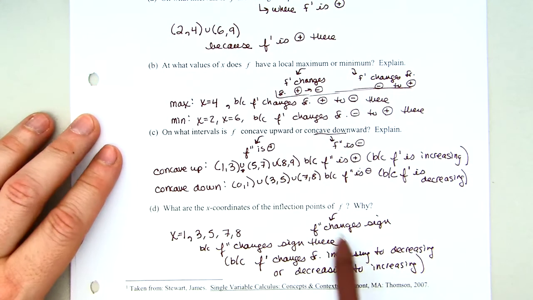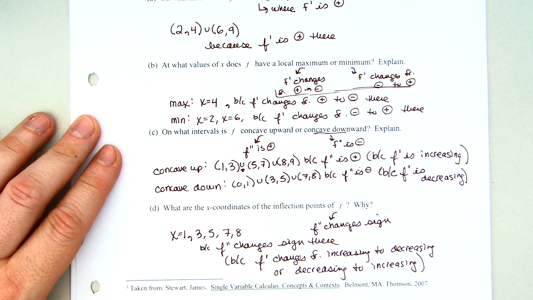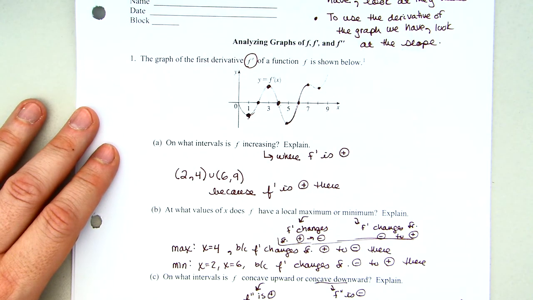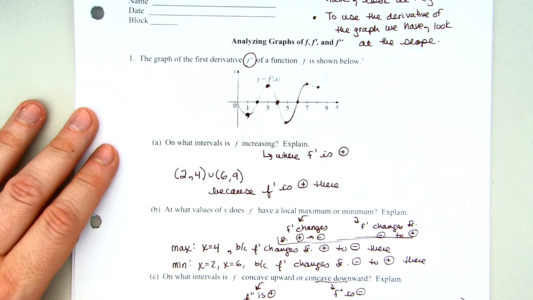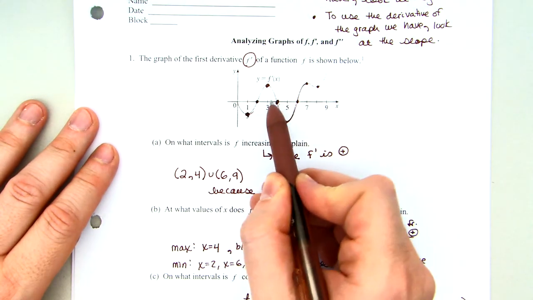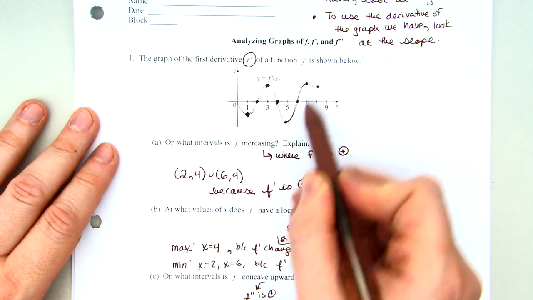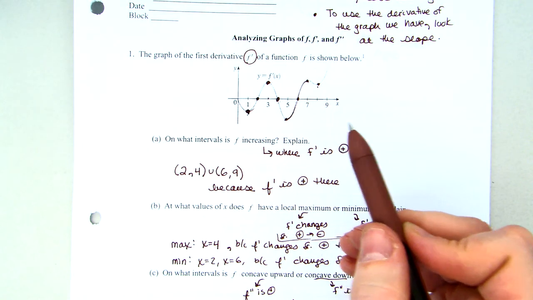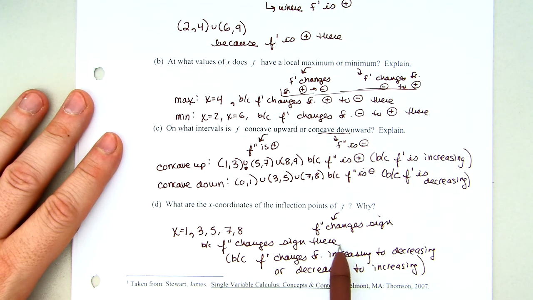Then, points of inflection occur where f double prime changes sign. You have f prime, and you want to know where f double prime is changing sign, which means I want to know where the slope is changing sign. The slope is changing sign at x equals 1, 3, 5, 7, and 8. Yes, they happen to be relative maxes, but I don't even care about that. They're just places where the slope is changing sign. I'm going to say all that because f double prime changes sign there.